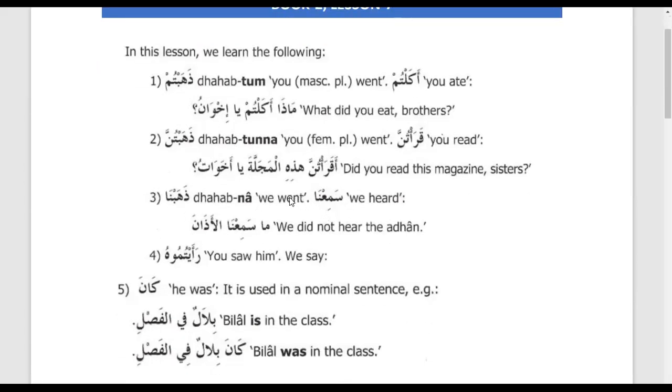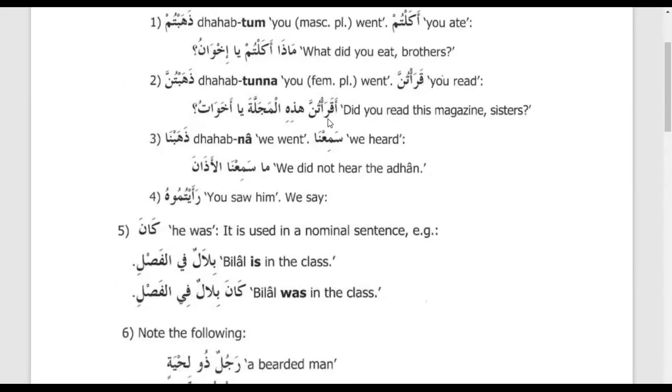Aqra'tunna hadhihi al-majallata ya akhawatu. Did you read this magazine, sisters? We know that this hamza is used to ask a question called a yes/no question, so the answer will be either yes or no. What will be your answer? نعم قرأتها. And if the answer is no, لا ما قرأتها. Ha refers to the majalla, the magazine.